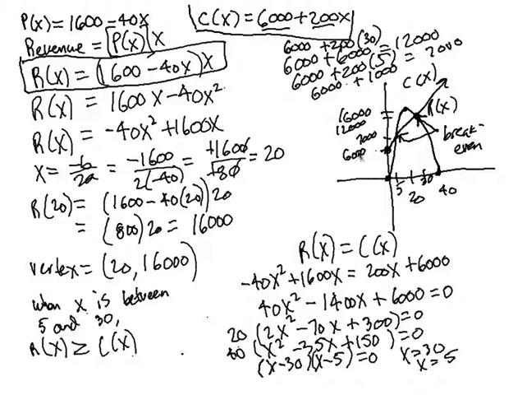Anything in between, when x is between 5 and 30, the revenue is actually greater than the cost. So we have positive profit at that point, when revenue exceeds cost. We could find our profit function by subtracting the cost function from the revenue function. That just makes sense. Profit occurs when you subtract your cost from your revenue.